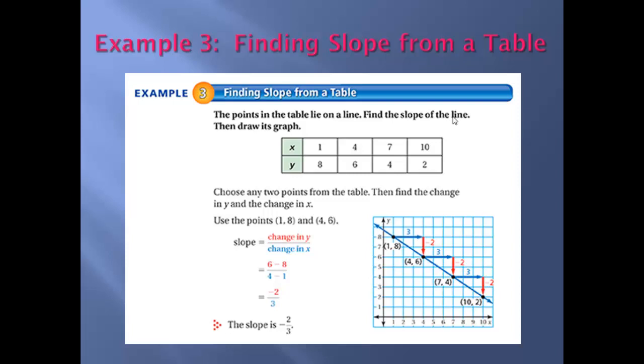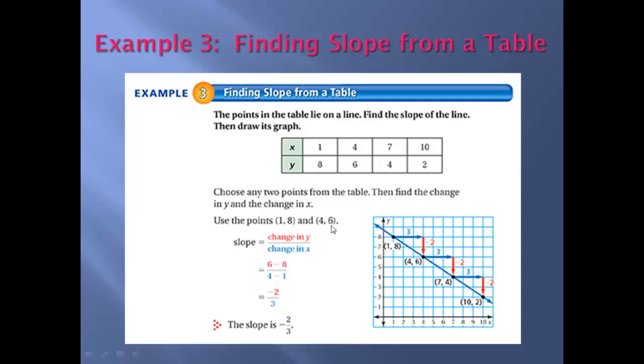We can choose any 2 points from this table. Then we'll find the change in y and the change in x. This will then give us our slope. For this example, the points we're going to use are (1, 8) and (4, 6). To find the change in y, we're going to subtract our y values. So we're going to subtract 6 minus 8.